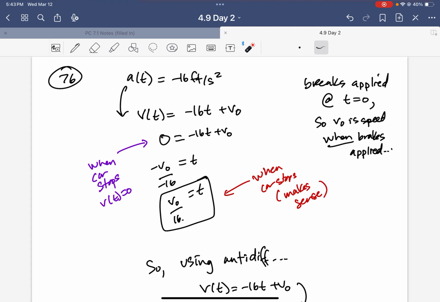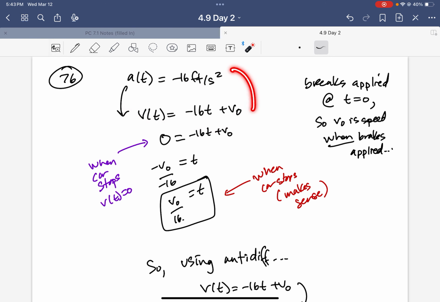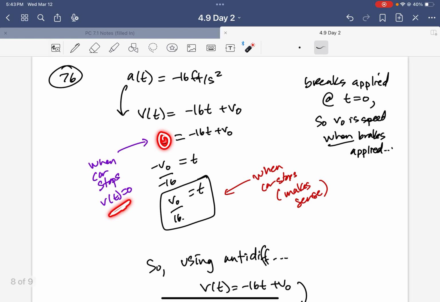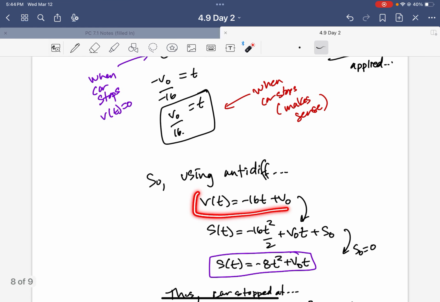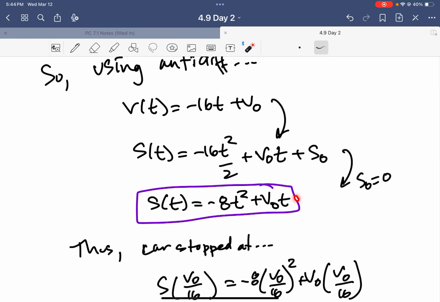Well, then if we've got a car with a constant braking acceleration of negative 16 feet per second squared, and we do an antiderivative, we get that for our velocity. If I solve for when the car stops, I set velocity equal to 0, and I get that the time it stops is v naught divided by 16. If you think about it, that makes sense. Using an antiderivative, this is what I get for position. If s naught is 0 where I started braking, then this would be my position.